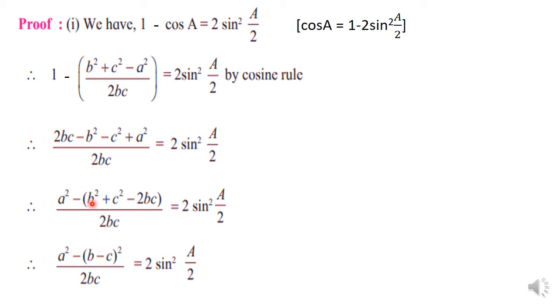Then in the next step, now look at the bracket in the next step. This bracket, that is b square plus c square minus 2bc, is the same as b minus c the whole square. So we have a square minus (b minus c) the whole square. Does it remind you of any formula in algebra? Yes, it should remind you of the formula for a square minus b square, which is (a plus b) into (a minus b). We are going to apply this particular formula in the LHS.